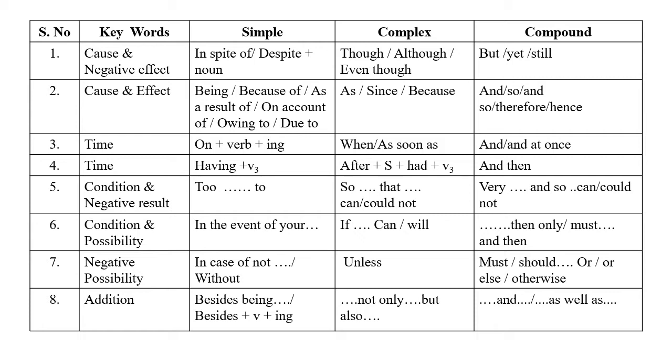To, so that, can or could not, very and so, can or could not. Condition and possibility: in the event of your, if, can or will, then only, must and then. Negative possibility: in case of not or without, unless, must or should, or else, otherwise. Addition: besides being or besides plus verb plus ing, not only but also, and as well as. These are all keywords to recognize the type of sentence.